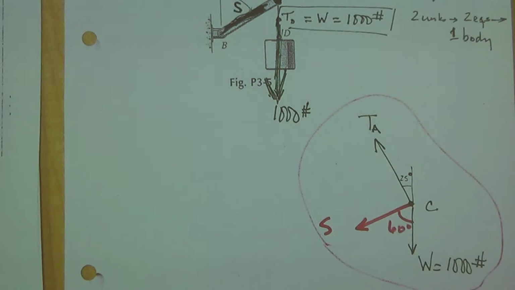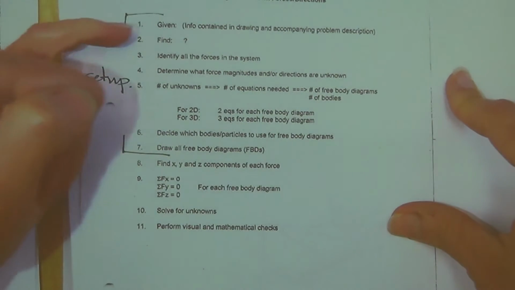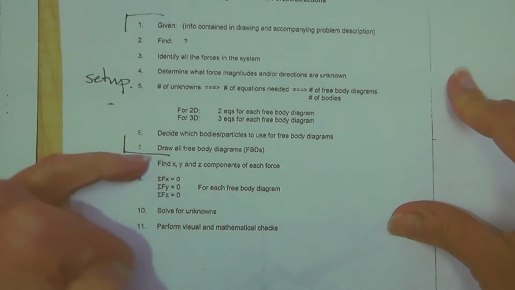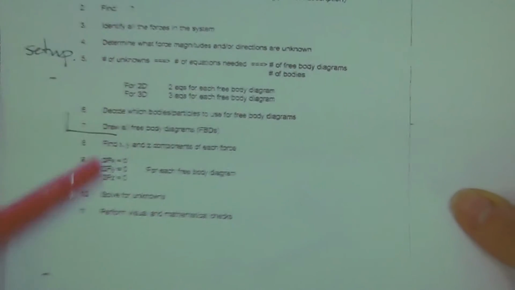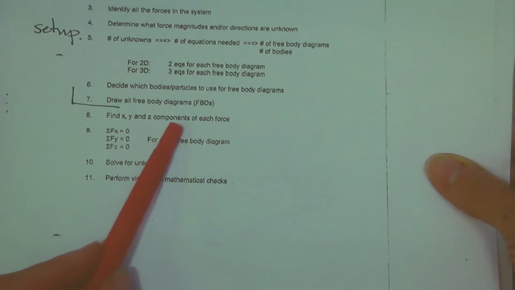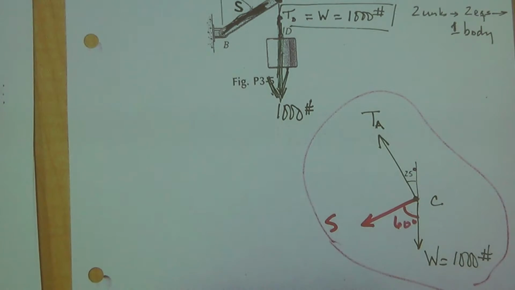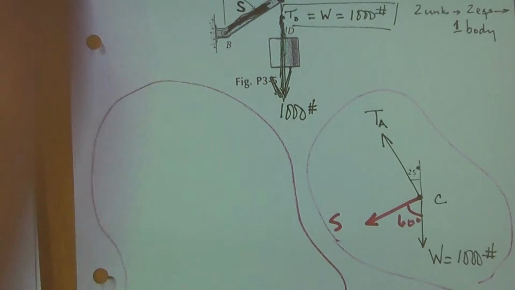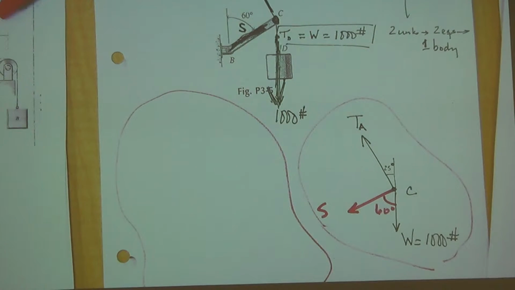So if we go back to my steps, remember the setup included the givens all the way to drawing the free body diagram. We finished all the setup now. What do we have left? We have to find the components of the forces and then use the equilibrium equations. So right now, that's what I'm going to do here, and we're going to use our three-step process for finding everything.